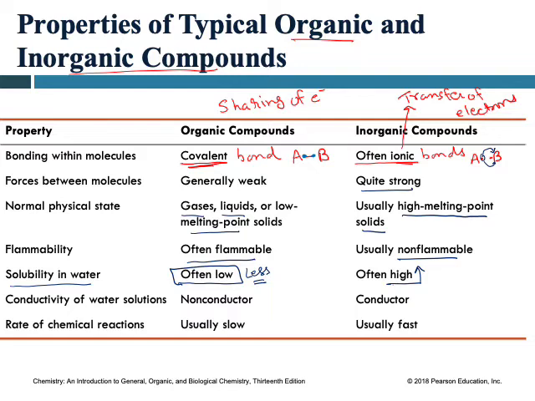As for conductivity in water solution, organic compounds are non-conductors. They cannot conduct electricity, whereas inorganic compounds can conduct electricity if they are present in a solution, right? And the rate of chemical reaction of organic compounds is usually slow, whereas inorganic compounds react fast. So they have differences between the different properties.